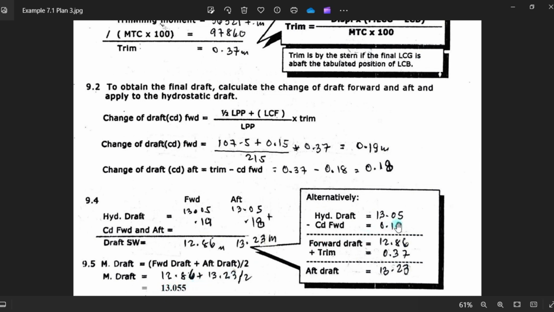Okay, so here's another solution. Hydrostatic draft is 13.05, minus your forward draft change of 0.19 gives 12.86, plus your trim of 0.37, so your aft draft will be 13.23, which is the same. So they have the solution here. You can use this one, and you can also use this one. Okay guys, let's continue.